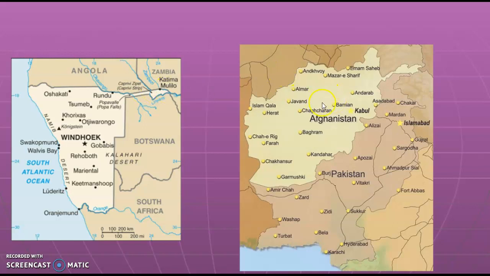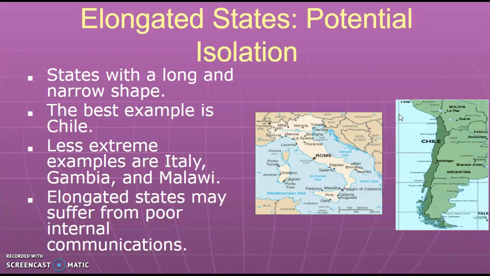Also, Afghanistan is a prorupted state. You see it's otherwise compact, and then it has this finger sticking out. And this proruption for Afghanistan was to keep Russia from having a direct boundary with Pakistan. So this was to keep Russia from having a direct border with Pakistan.